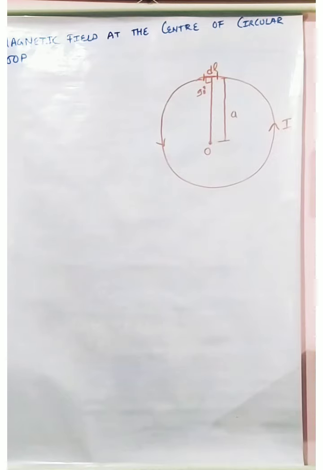Okay, so now we are going to talk about the second application of your Biot-Savart law, which is the magnetic field at the center of the circular loop. The first one we have seen, if we have a long conductor, and because of that conductor, we need to calculate at any certain point P what will be the magnetic field. Now here we are going to consider the magnetic field at the center of a circular loop.